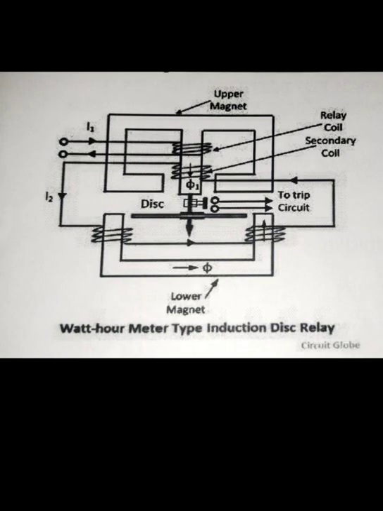The next is the watt hour meter type of induction disc relay. This structure consists of an E-shaped electromagnet and a U-shaped electromagnet with the disc free to rotate between them. The phase displacement between the fluxes produced by the electromagnets is obtained by the flux generated in the two magnets having different resistances and inductances for the two circuits.